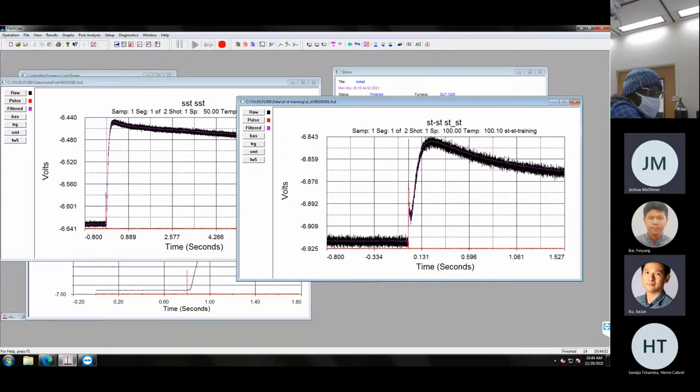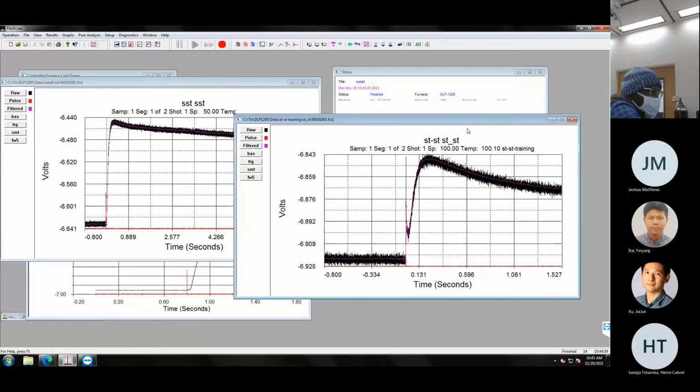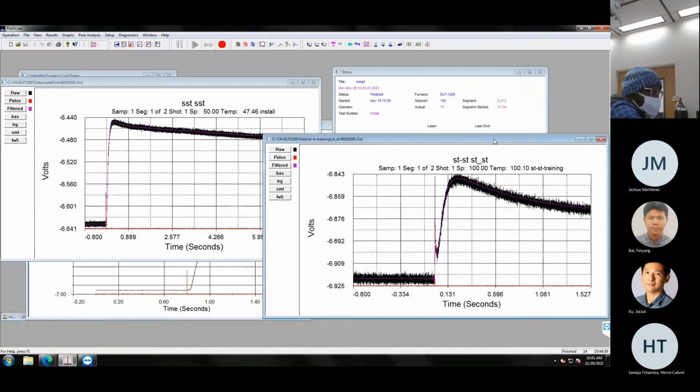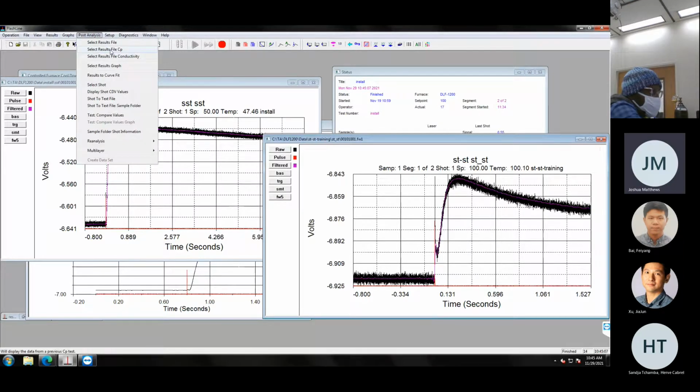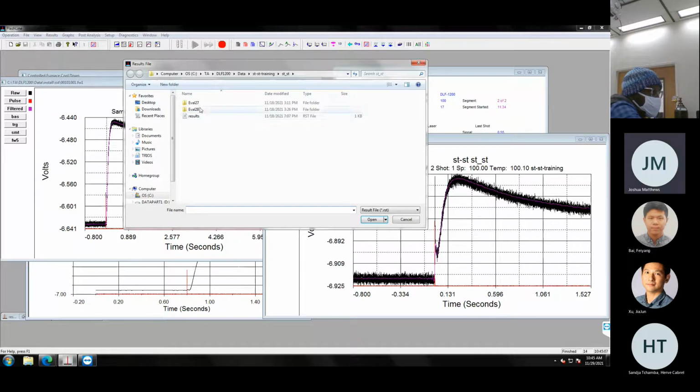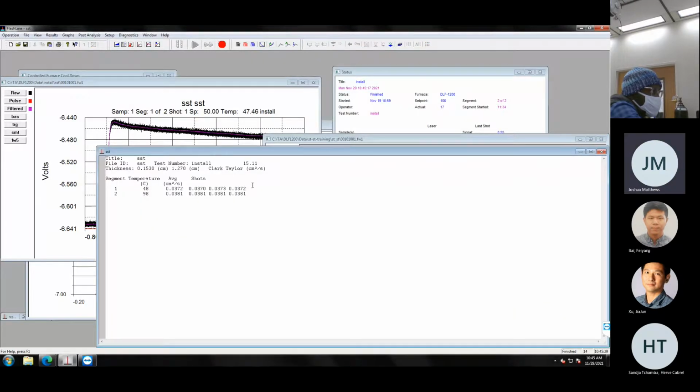Okay. Thanks for that. So that's kind of it for analysis of your data. It rolls everything into a nice little file that you can look at. Let's look here. Data, install, results. If you open up your file, it shows you the individual shot values, the temperature at which the shots were taken, and then the average of those shots.